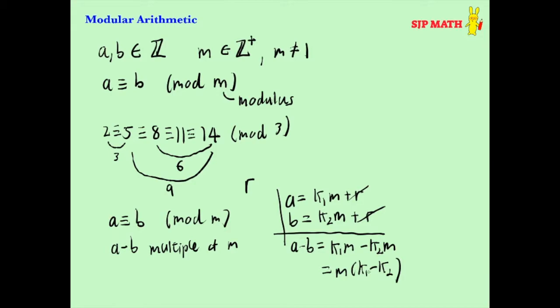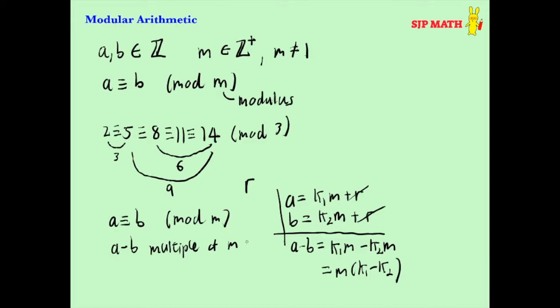So k1 is an integer and k2 is an integer. So k1 minus k2 is an integer. So m times an integer is a multiple of m. So a minus b is equal to a multiple of m. So we got that. So now we know y. So we just proved y: if a is congruent to b modulo m, then a minus b is a multiple of m.